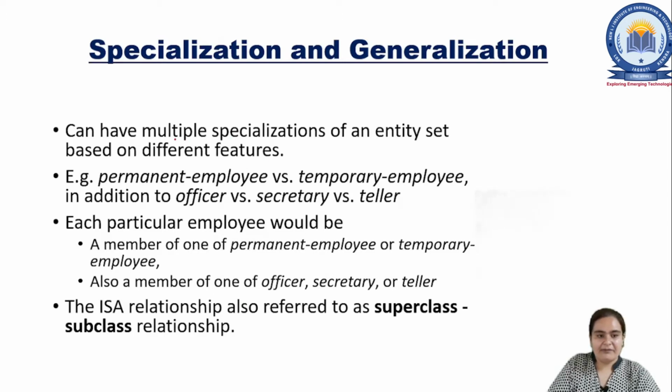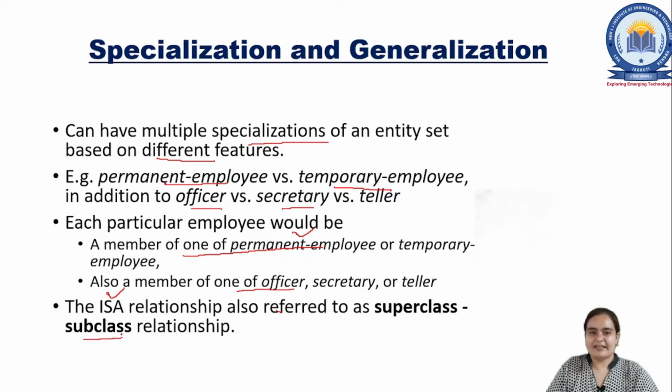Now we can have multiple specializations in an entity set depending upon different kinds of features. For example, we have a permanent employee and a temporary employee. In addition to that, we can also have a bifurcation like officer, secretary, teller. Each particular employee would be a member of either permanent or temporary employee, and also a member of officer, secretary or teller, because these are the designation and this is the type of appointment for a particular employee. So this ISA relationship is also referred to as a superclass or subclass relationship.